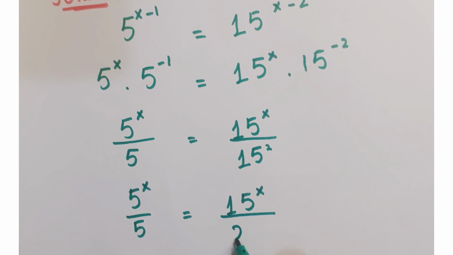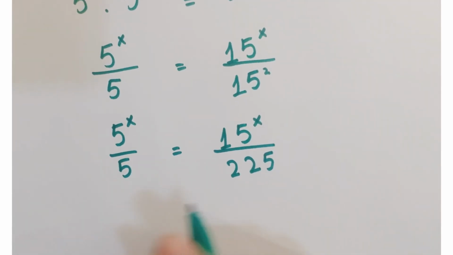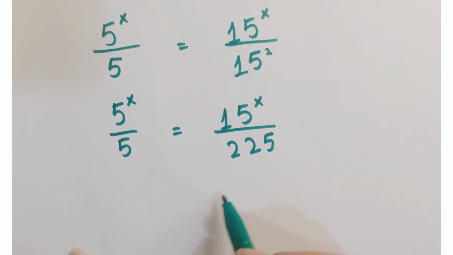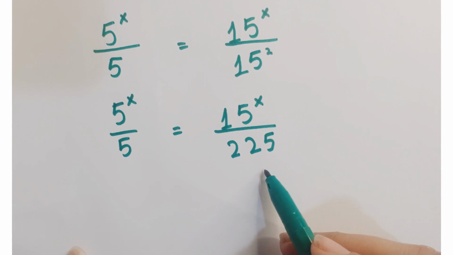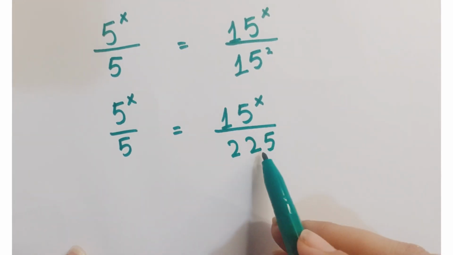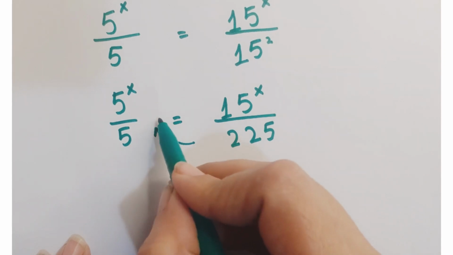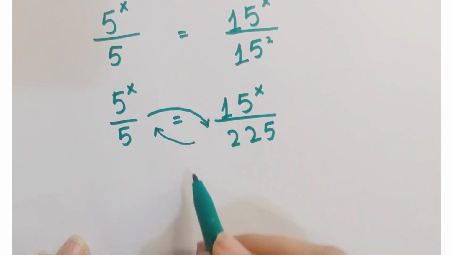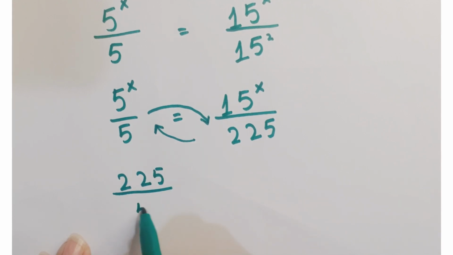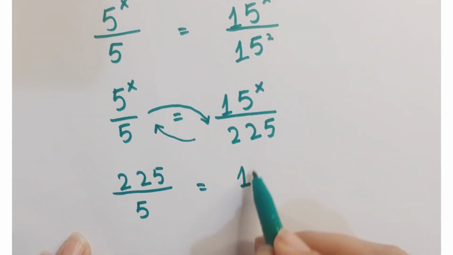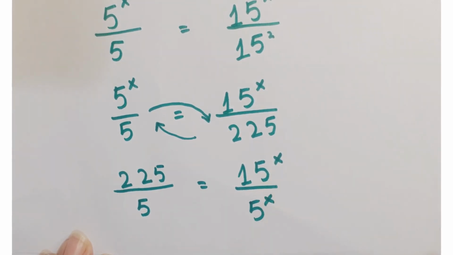x upon 225. Now, just cross multiply such that this value of x comes in the denominator of the right hand side and this constant comes in the numerator of the left hand side. So moving this here and moving this here. So you get 225 upon 5 is equal to 15 to the power x upon 5 to the power x.